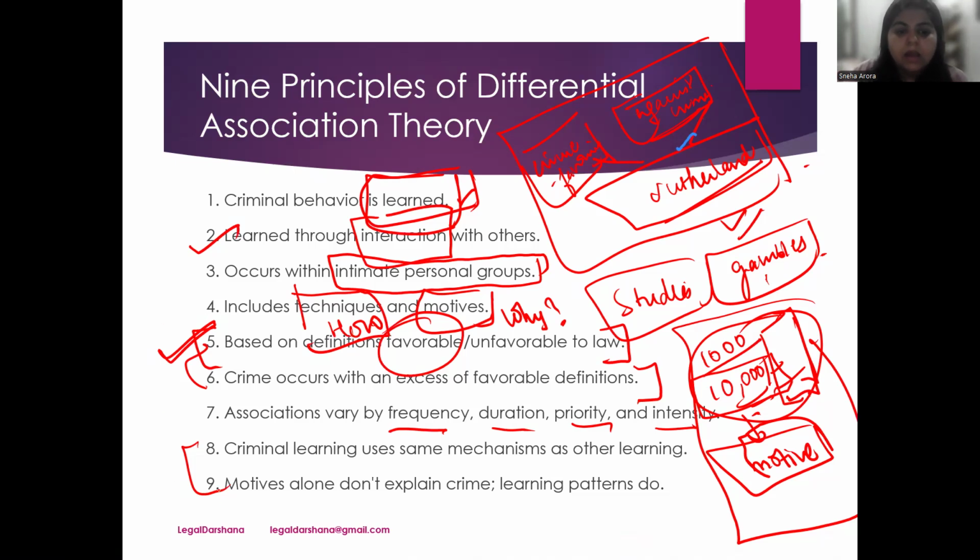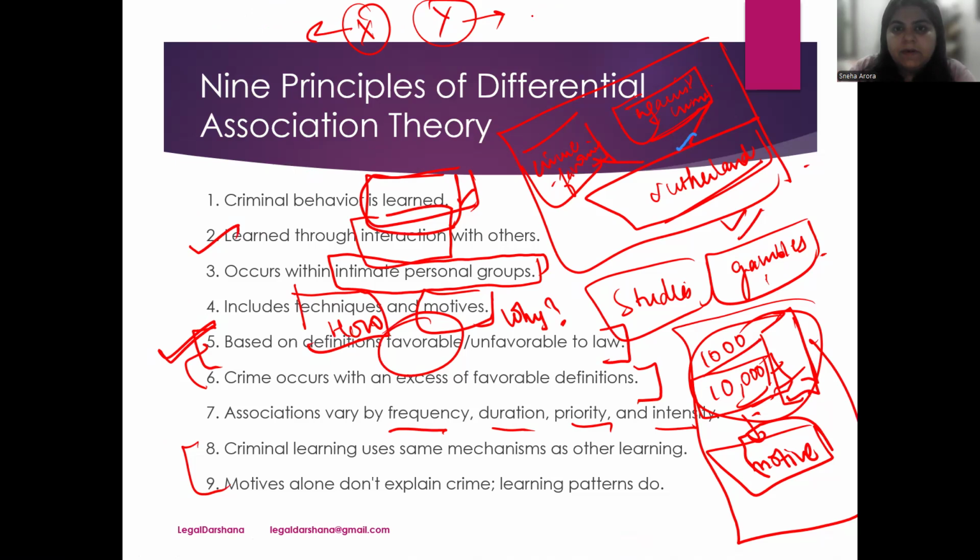Then the ninth thing is: motive alone doesn't explain crime, learning patterns do. Now Sutherland is emphasizing this because a lot of theories were coming in that people might do crimes because they are poor, or because their socio-economic conditions support it. So Sutherland is saying that if, let's say, there are two people, X and Y, both have the problem of poverty. X does not have food to eat, Y also does not have food to eat. So what X does, X goes to the farm, does the farming and earns some food.